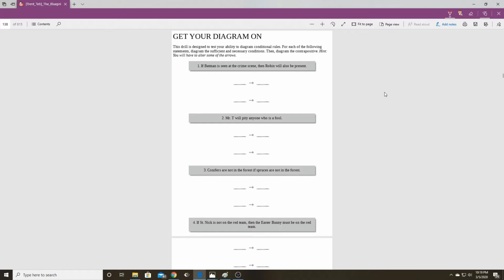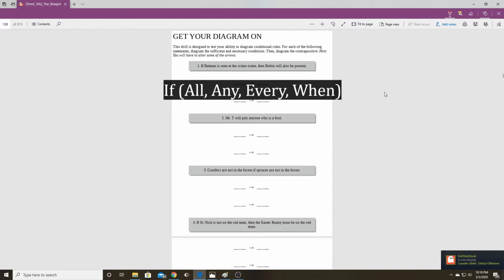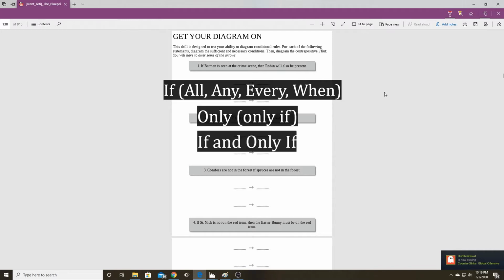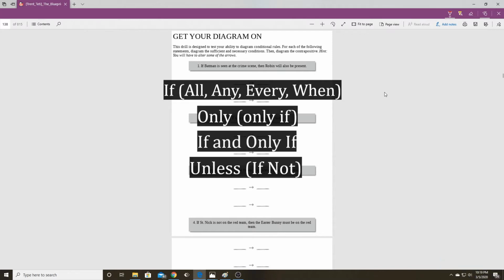So, let's get started. First, I will let you view the questions, and then we can work on them together. I recommend you have some scratch paper and see if you can figure them out for yourself. A key reminder that there are four main terms: if, only, if and only if, and unless.